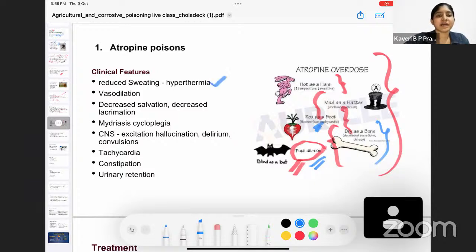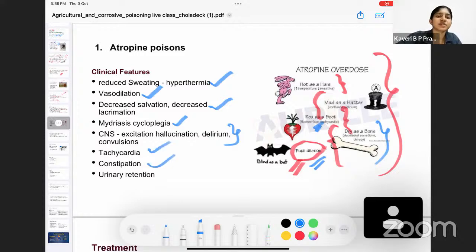Same things here also. Hyperthermia, vasodilation causes flushing, decreased salivation, decreased lacrimation, mydriasis, cycloplegia, because of which he'll have the sensation of not being able to see anything. In CNS, he'll have excitation, hallucination, delirium, convulsion. Therefore, he is called a hatter. Who is a hatter? If you have watched Harry Potter, you'll be familiar with the hatter, right? Same thing. The lunatic person who has hallucination and all that.